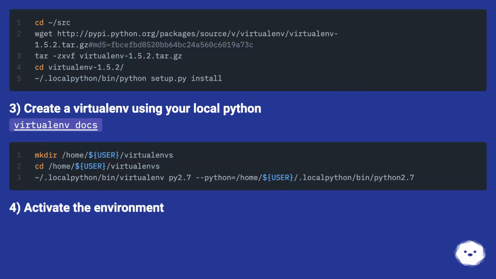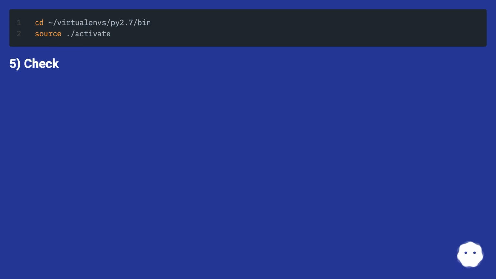3. Create a Virtualenv using your local Python. Virtualenv docs. 4. Activate the environment. 5. Check.